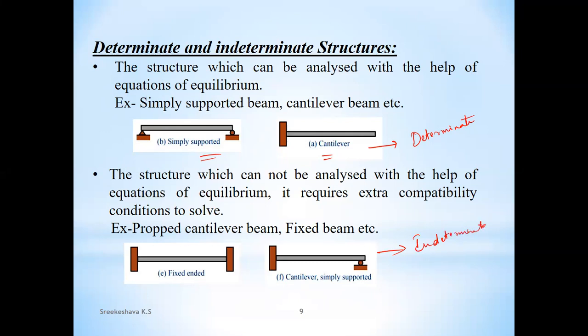Indeterminate. Why? Available equations are three. Here you are getting two. It's determinate. Here you are getting three. Determinate. Here you are getting six. All available are three. Indeterminate. Here you are getting 3+1, 4. Available are three. Hence, this is also indeterminate. Indeterminate. Okay.